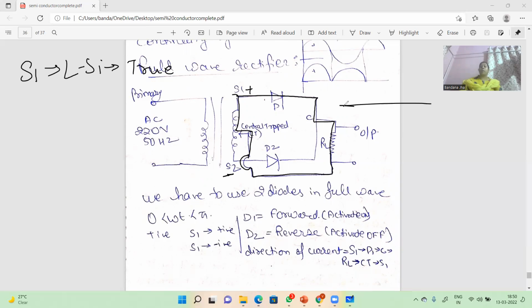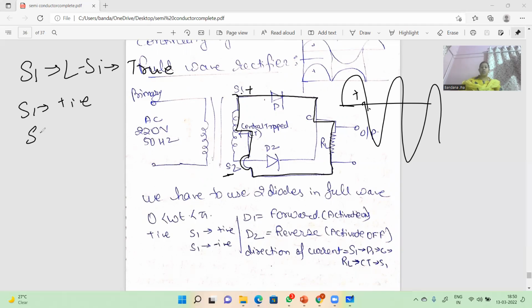When we are talking about the positive wave cycle, S1 is positive and S2 is negative. You can see here S2 is negative. So here the current, this is reverse bias. Sorry, this is forward bias. S2 is negative, this one is positive. S1 is connected to my P type semiconductor. So this is my forward bias.